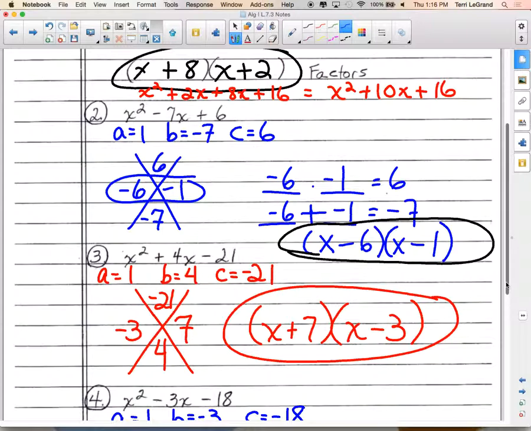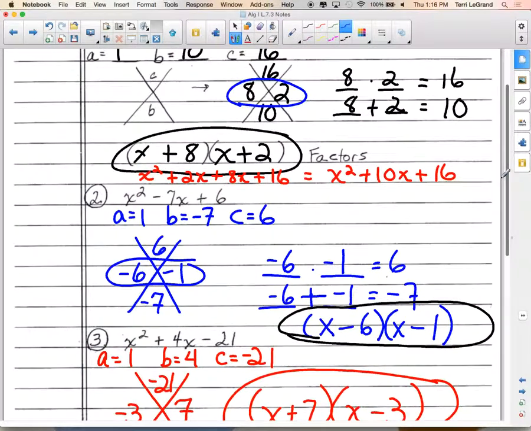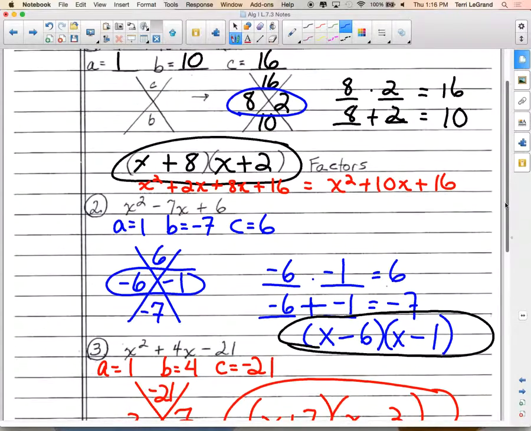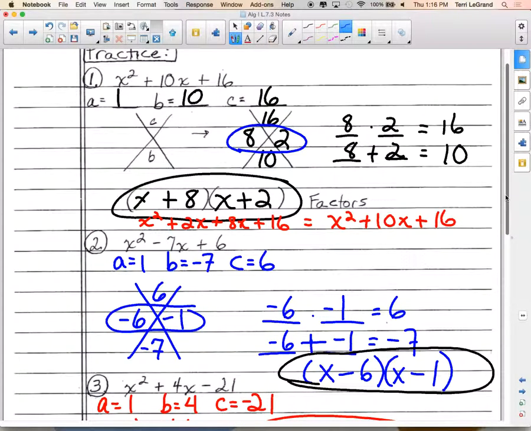Okay. Well then how do we know when they should be both positive or both negative? How do we know that? What's going to distinguish that? Abby? If they're both negative, B has to be negative. Why is that?